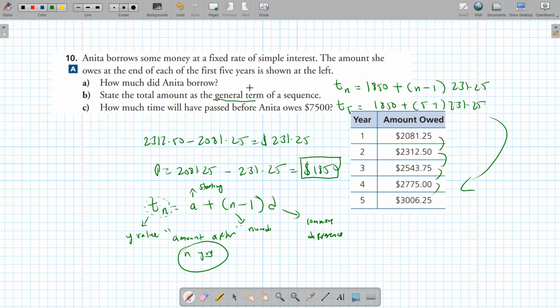So general term, it's always going to be in this form. Tn equals a plus (n minus 1)d. a is the starting amount, n is the years or whatever, and d is the difference, like how big of a gap there is from the first to the second. Let's look at C. How much time will have passed before Anita owes $7,500?